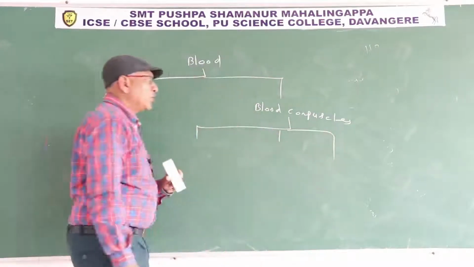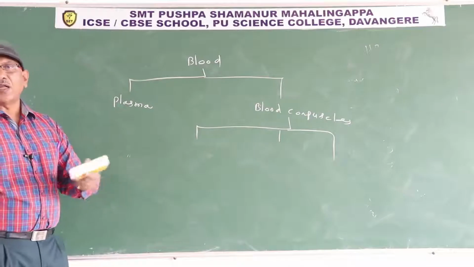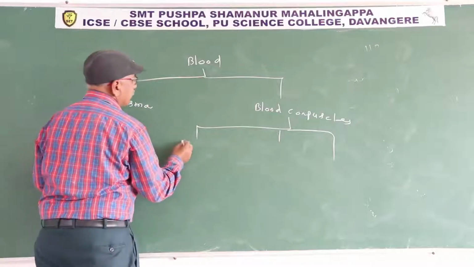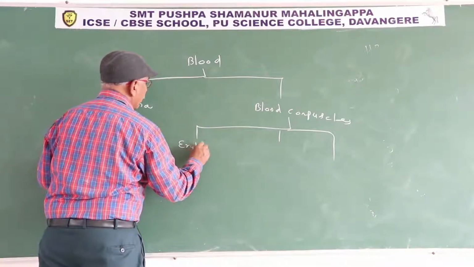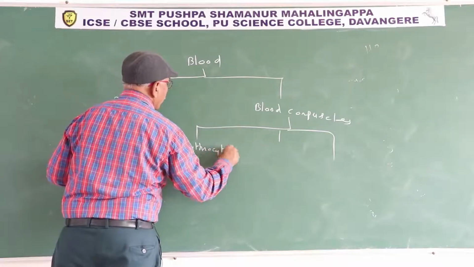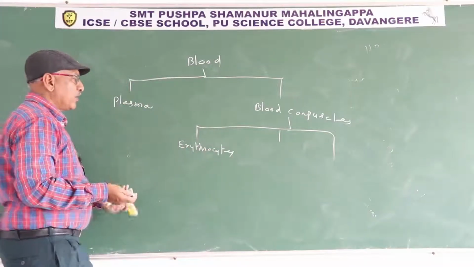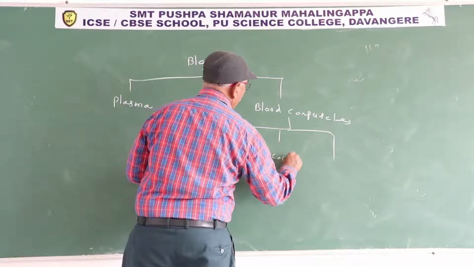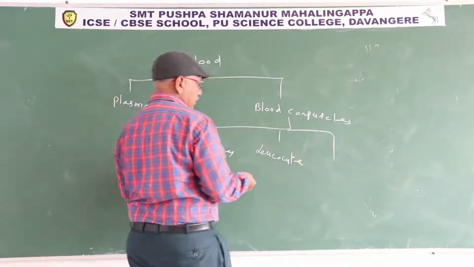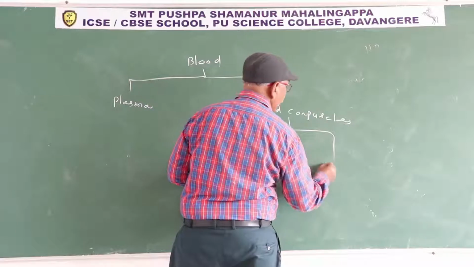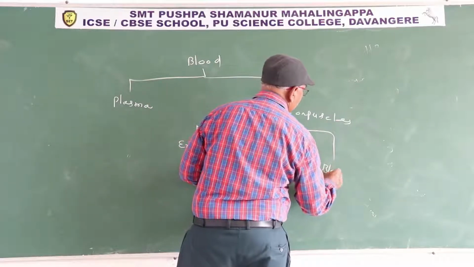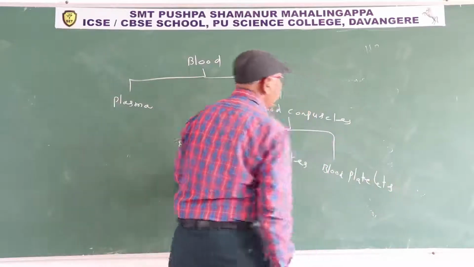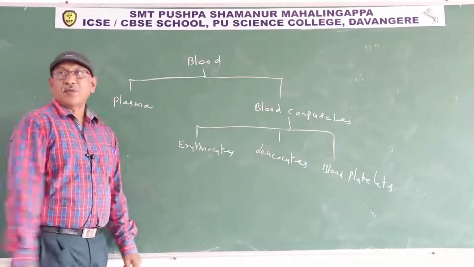So, another possible question: mention the cellular components of blood. Corpuscles means cells. So, blood contains three types of cells. Erythrocytes. Erythro means red, also known as red blood corpuscles. Leukocytes. Leuko means white, white blood corpuscles. Thrombocytes are blood platelets. These are the three types of cells.